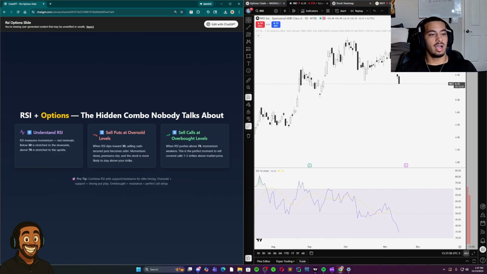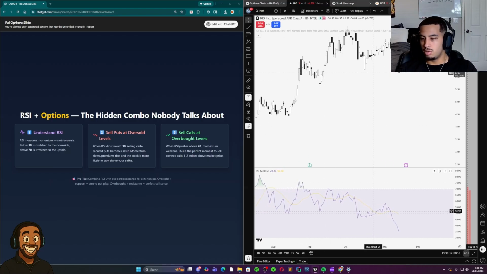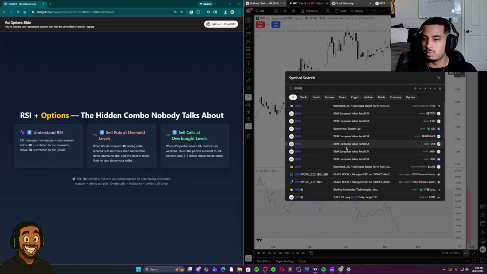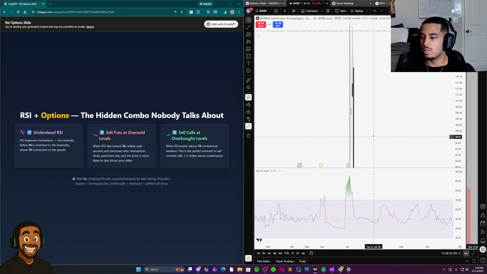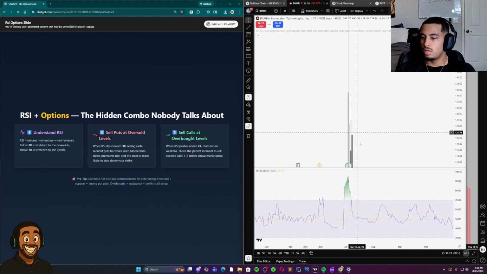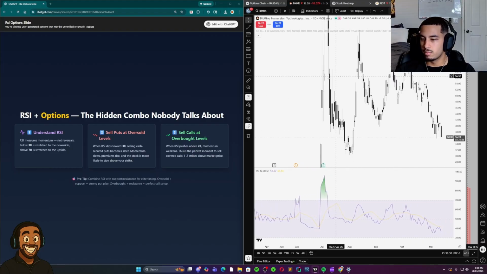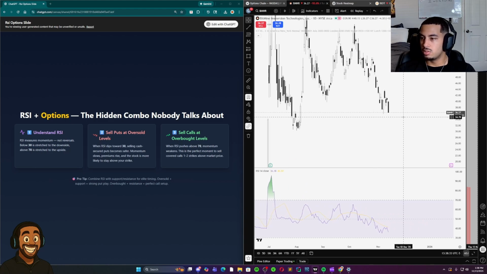When RSI hits oversold at support, it's an amazing put selling opportunity. When RSI hits overbought at resistance, it's perfect covered call timing. I've been showing you examples. We could do a sample of BMNR real quick. You see it was overbought here big time and sold off really hard, and now it's going into almost an oversold value, and this would be considered the median.